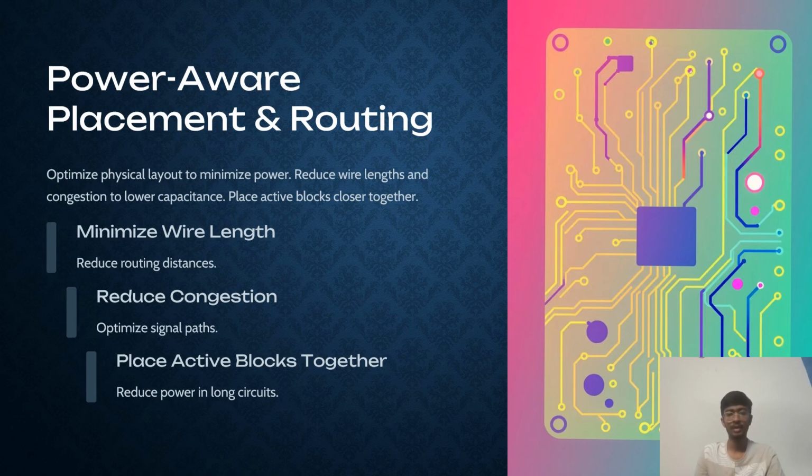Power-aware placement and routing. Optimize physical layout to minimize power. Reduce wire length and congestion to lower capacitance. Place active blocks close together. First, minimize wire length. Reduce routing distance. Second, reduce congestion. Optimize signal paths. Third, place active blocks together. Reduce power in long circuits.